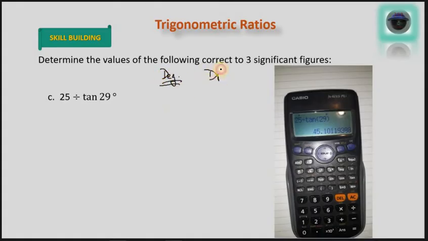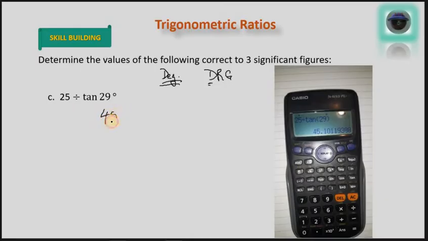You should see a button marked DRG. You'll press that until you get a D, which represents degrees. So ensure your calculator is in the degree mode. If not, then you may have to press the mode button here. You might have to press Shift, then click on the mode button, and then you should see degree. You select that one. But let's look at the number that we have after dividing 25 by tan 29.